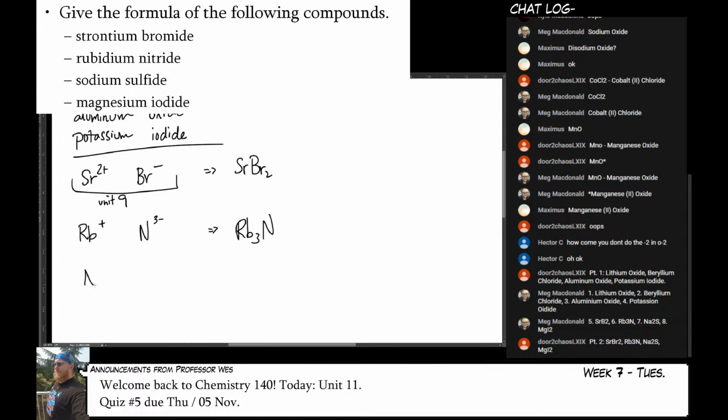For the next one, sodium. Sodium is Na+. Sulfide is sulfur with a 2-. There's the formula, Na2S. And then magnesium is 2+. Iodide is iodine with a 1-. MgI2. There you go. That's how we turn names into formulas and formulas into names.